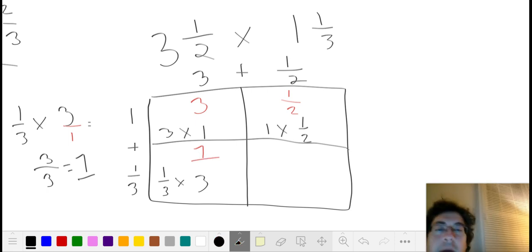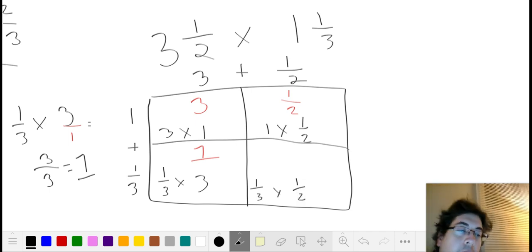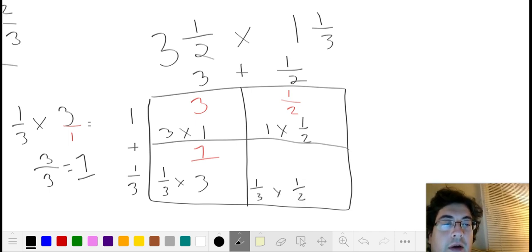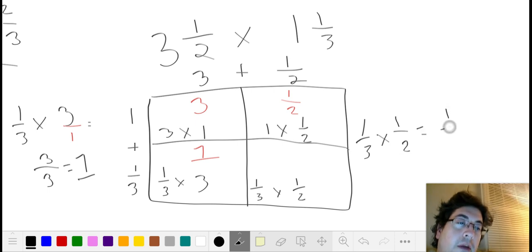And in my last box here, I need to multiply 1/3 by 1/2. And I'll work that problem out to the side over here. So we have 1/3 times 1/2. That's going to give me 1/6.